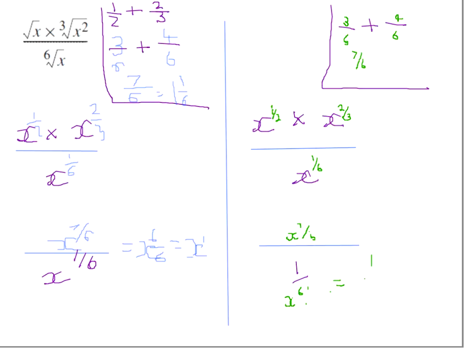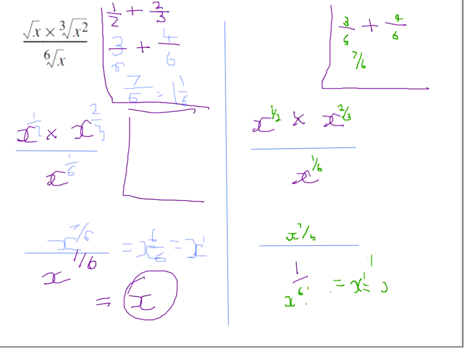Okay, so 7/6 take away 1/6. 7 over 6 take away 1 over 6. What would that be? That's right, 6 over 6, which is the same as just 1. So the answer is 1. Alright, so this is our final answer.